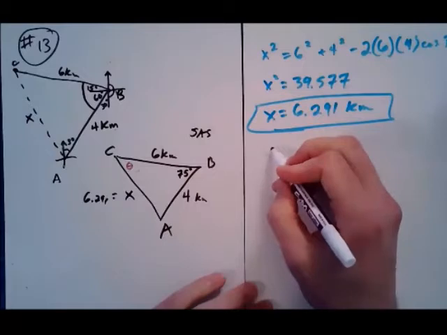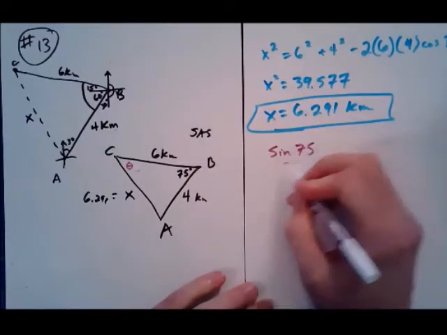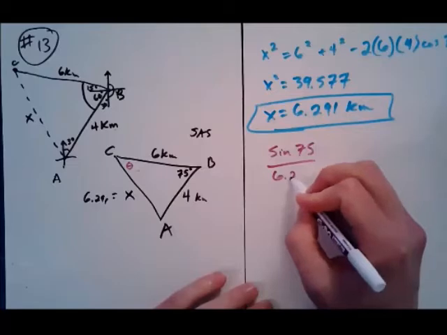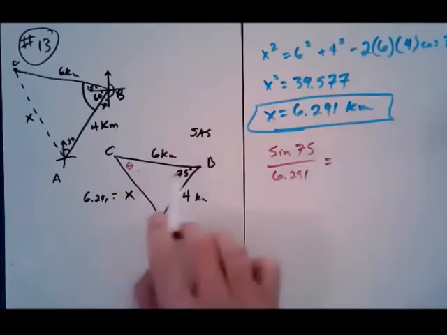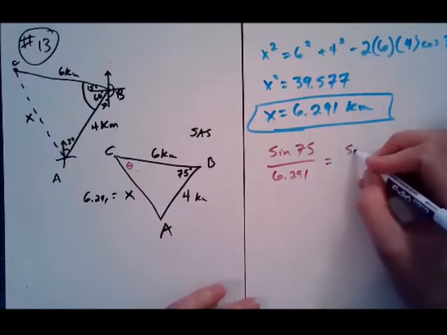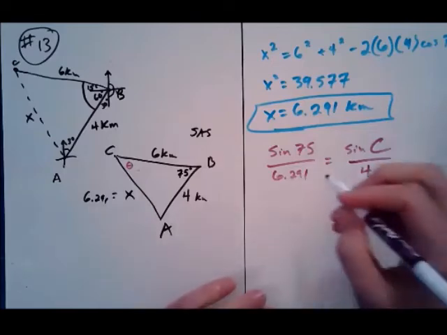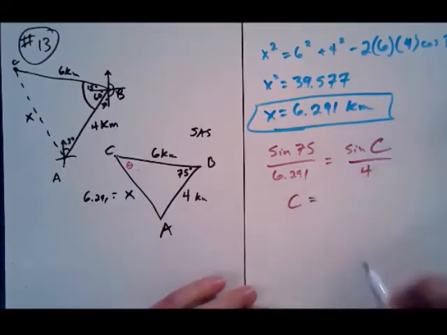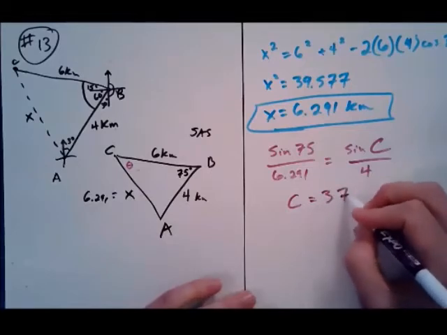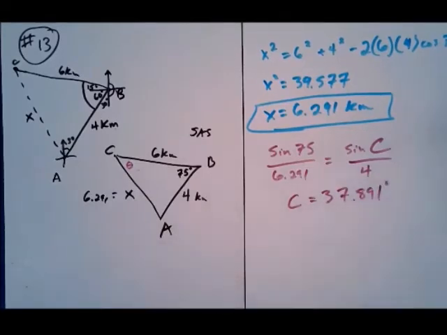It's going to be sine of 75 degrees over 6.291, because that's a matching pair, equals sine of C, or theta, whatever, over the side it corresponds with, which is 4. Cross multiply, take sine inverse, you get the measure of angle C to be 37.891. So that's the trig behind it, but that is not our answer. The question asks, what is the heading to return from C back to A?